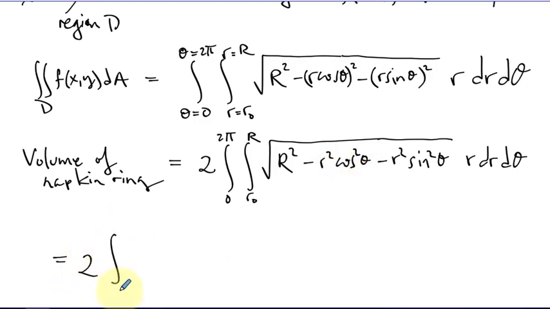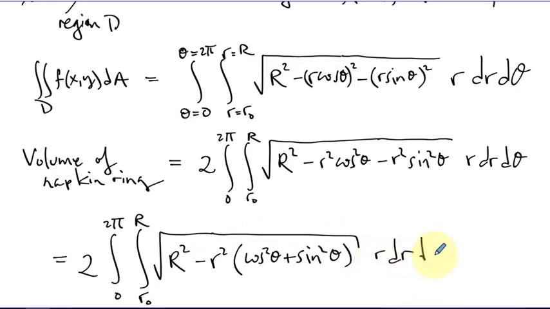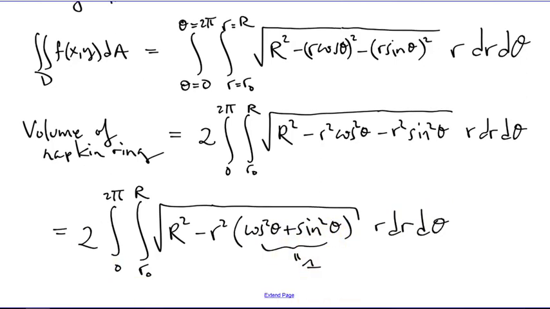So let's go 0 to 2 pi, r0 to R, and the square root. I'm going to factor out a negative r squared, so that I get cosine squared theta plus sine squared theta inside here, r dr d theta, because I'm going to take advantage of this equaling 1. So let's move this to the next page.